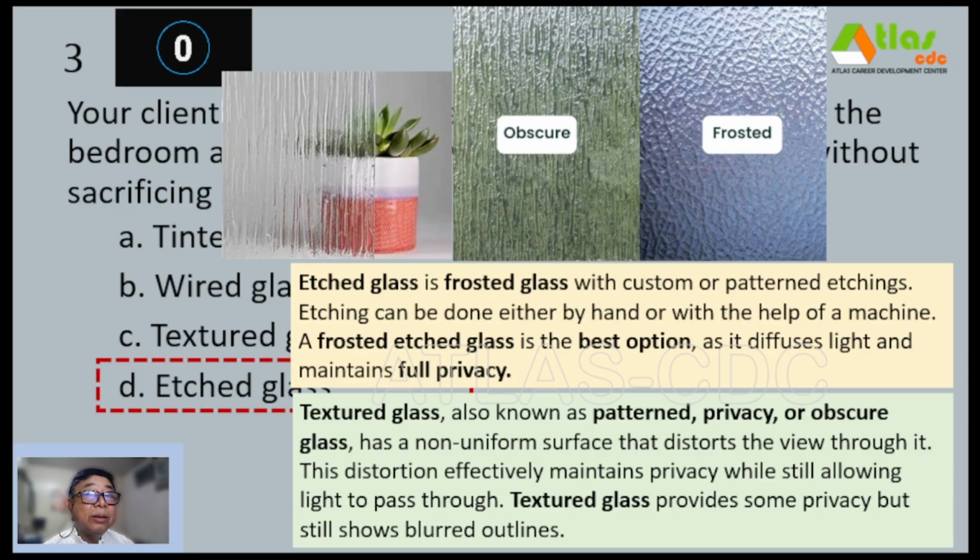A textured glass, also known as patterned, privacy, or obscure glass, has a non-uniform surface that distorts the view through it. This distortion effectively maintains privacy while still allowing light to pass through. So textured glass provides some privacy but still shows blurred outlines as compared to a frosted etched glass.